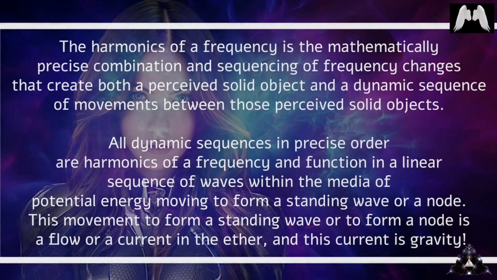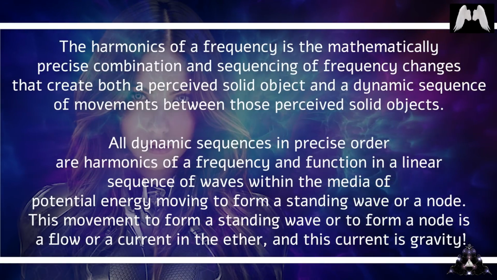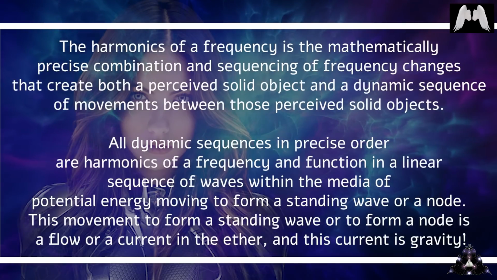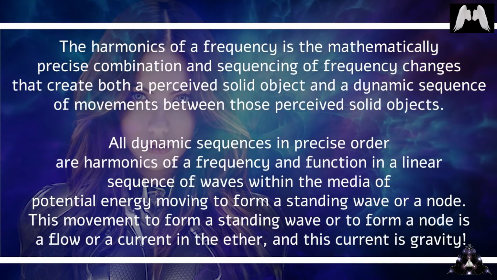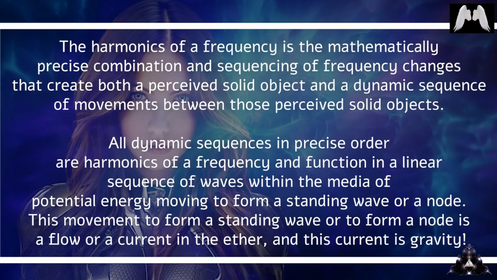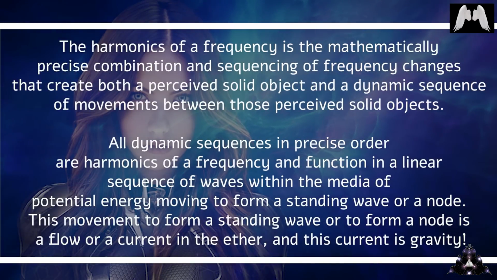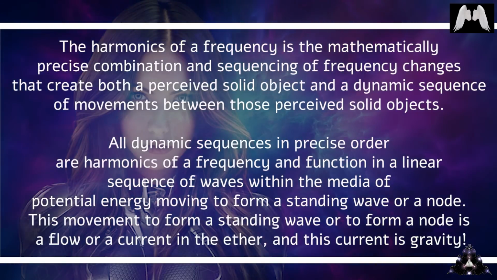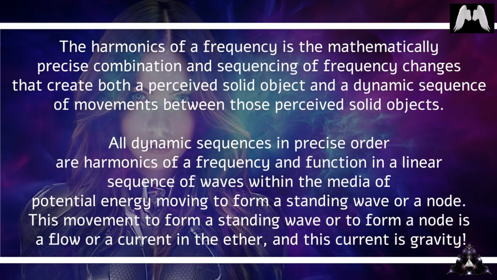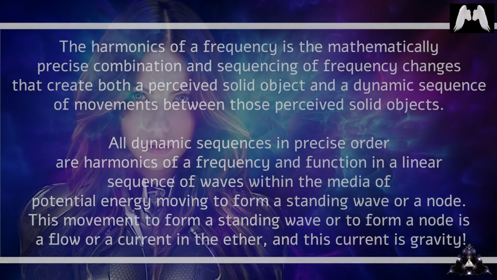The harmonics of a frequency is the mathematically precise combination and sequencing of frequency changes that create both a perceived solid object and a dynamic sequence of movements between those perceived solid objects. All dynamic sequences in precise order are harmonics of a frequency and function in a linear sequence of waves within the media of potential energy, moving to form a standing wave or a node. This movement to form a standing wave or to form a node is a flow or a current in the ether, and this current is gravity.